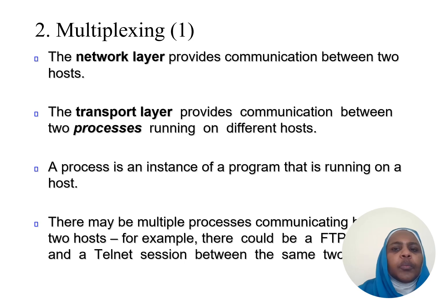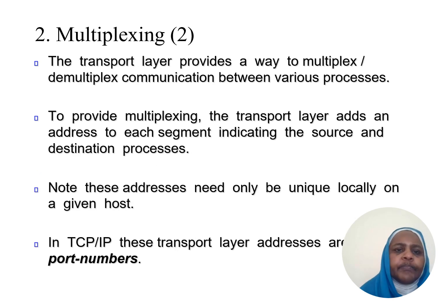The network layer provides communication between two hosts. The transport layer provides communication between two processes on different hosts. A process is a program in execution, and there can be multiple processes communicating between two hosts. For example, an FTP process can be communicating, and there can also be a telnet session and an email session between the same two hosts.